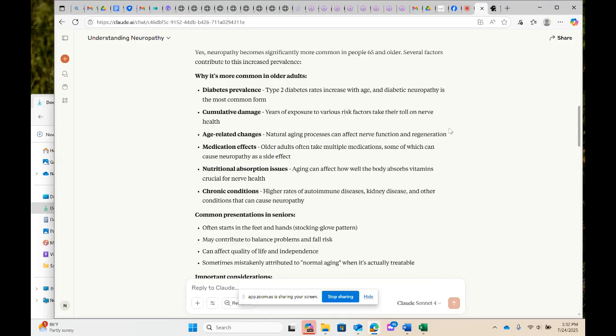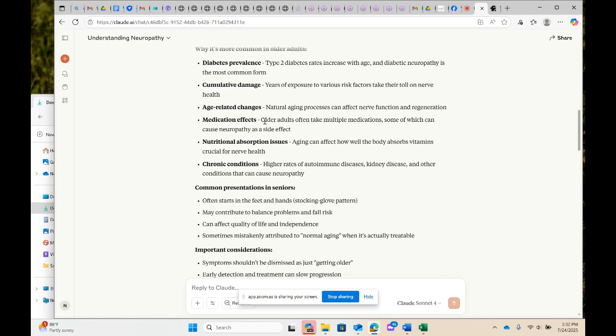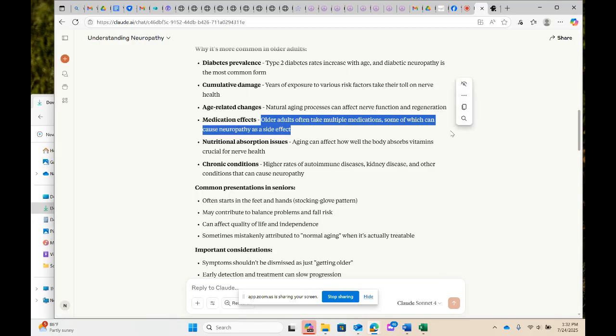Right there, like that. Medication effects. Older adults often take multiple medications. Are you an older adult taking multiple medications? Do you know the side effects? Do you know that neuropathy could be a side effect? Do you know that the medications that you're taking could be causing you neuropathy? Ooh, that's a good one right there.